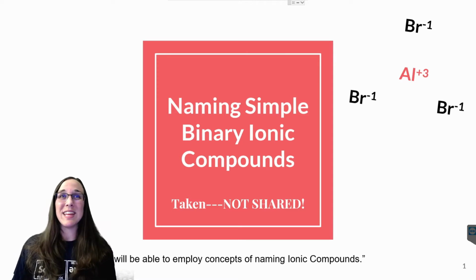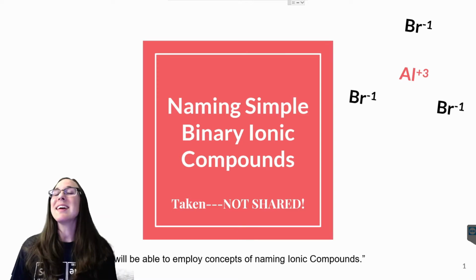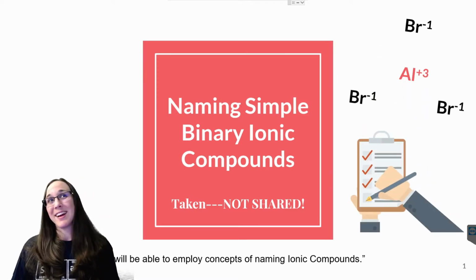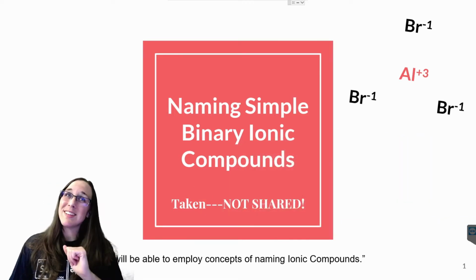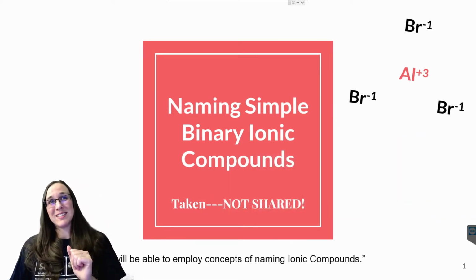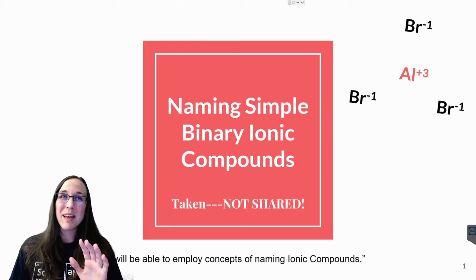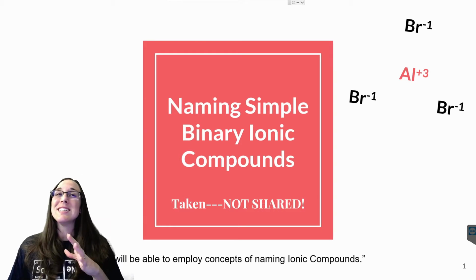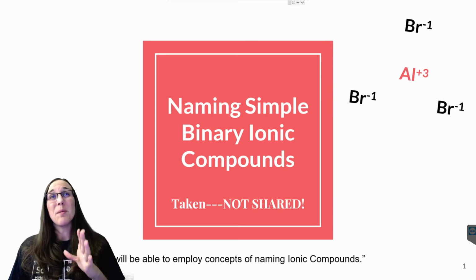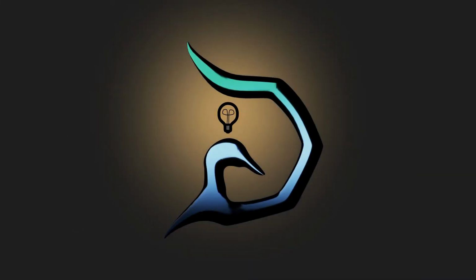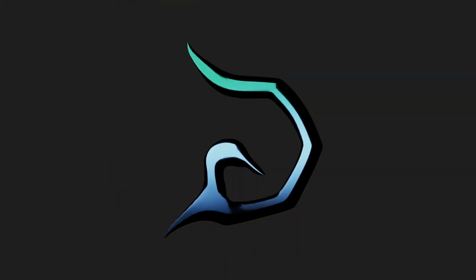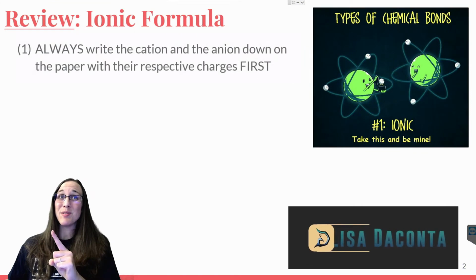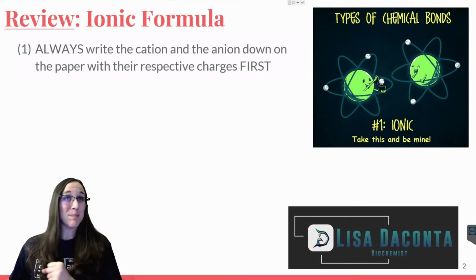By the end of this video, you will be able to employ the concepts and steps for naming ionic compounds, particularly for the simple binary ones. So we're not talking about transition metals here, we're not talking about polyatomic ions here, just the bare basic, simple binary ionic compound naming. But first, let's review our ionic formula steps.